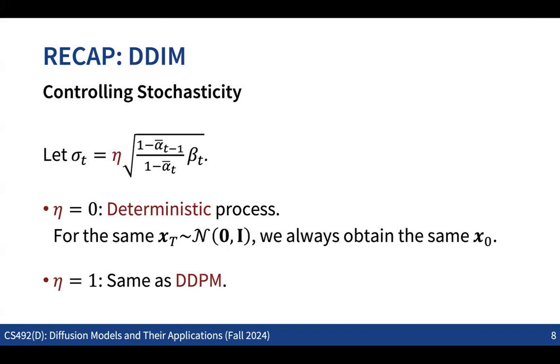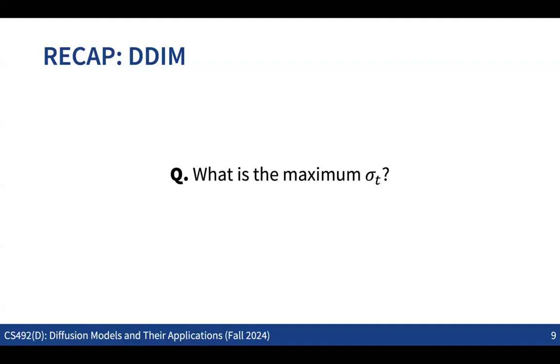And the thing that we didn't discuss last time was this. We know that the minimum value of the variance is 0, right? That's the case where we make the whole process deterministic. Then what's the maximum value of the sigma t here?